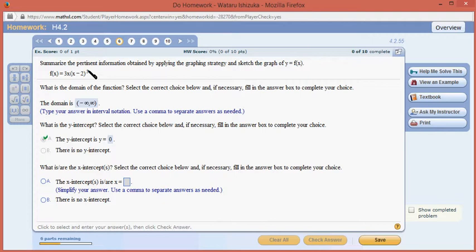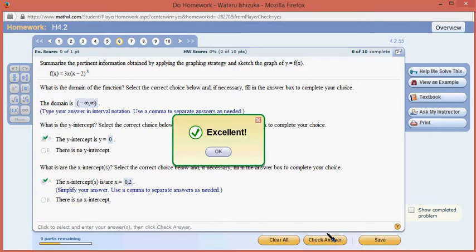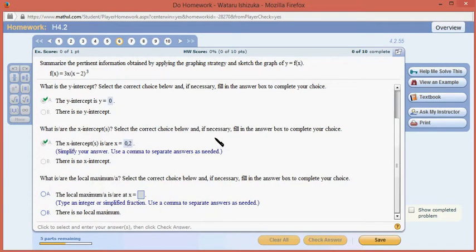So we set the function equal to 0. It's already factored, so we can see that x equals 0 and x equals 2 would be the x-intercepts, 0 and 2. Let's check the answer. We got that. Then, what is the local maxima?